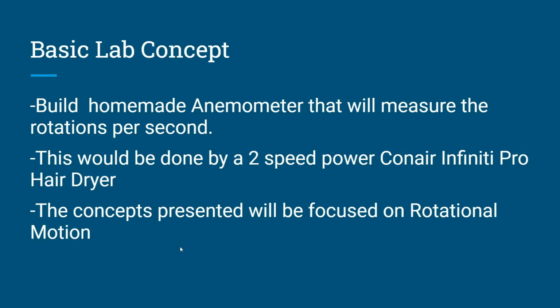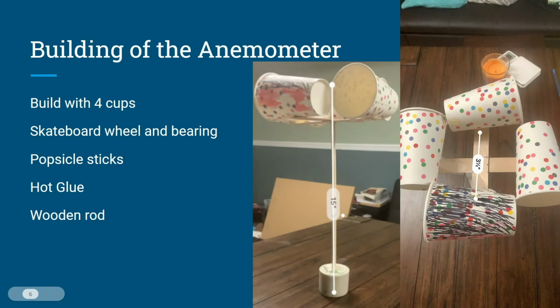The concept presented will be focused on rotational motion and the rotations created by the air into the cups on the nanometer. We will be building a homemade nanometer comprised of 4 cups, a skateboard wheel and ball bearing as a base, popsicle sticks, hot glue, and a wooden rod. The diameter of the paper cups is about 3.5 inches and the length of the nanometer is about 15 inches.